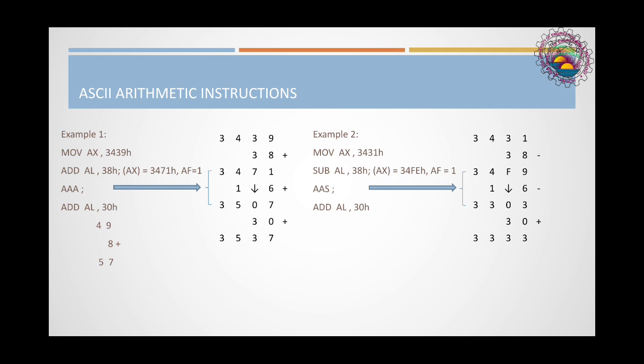Now in AL we are having an unpacked BCD form number. We have to convert it back to ASCII form. For that we have added AL with 30H. So 03 plus 30 will be 33. So in AX we are having 3333. 33 is the ASCII for 3 and 33 is the ASCII for 3. So 41 minus 8 equivalent to 33. These are the examples for the ASCII arithmetic instructions AAA and AAS.